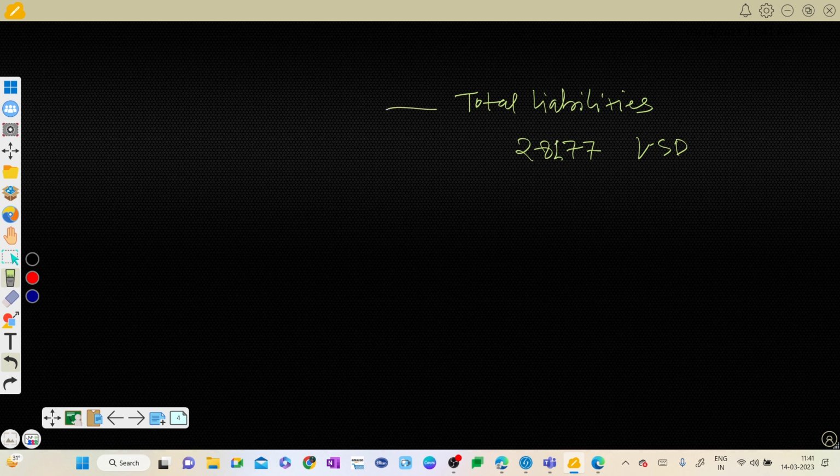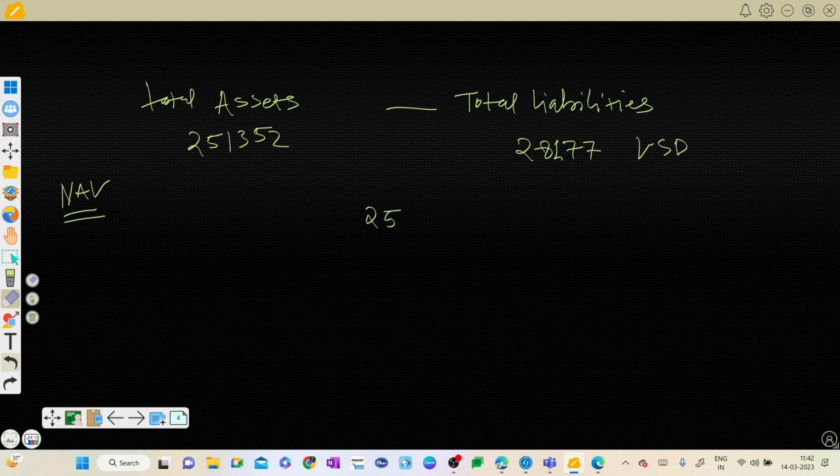And total assets 251352. As per the NAV rule, you can do this calculation: total assets minus total liabilities, which gives 223175.